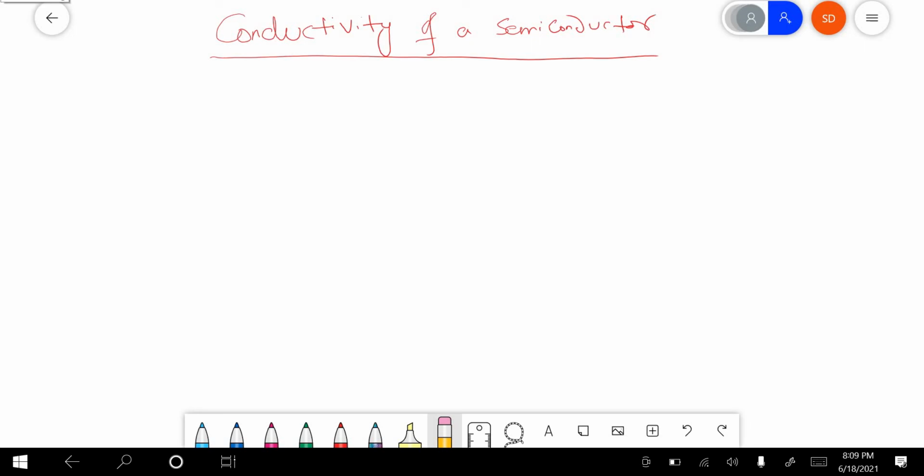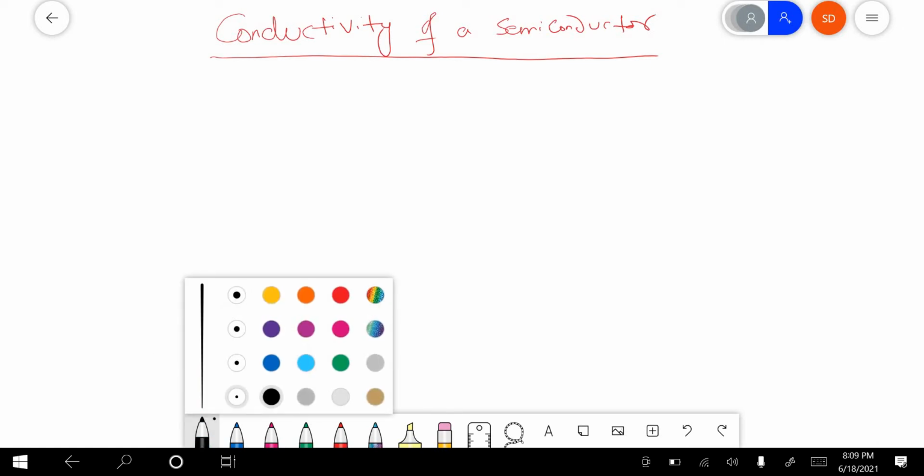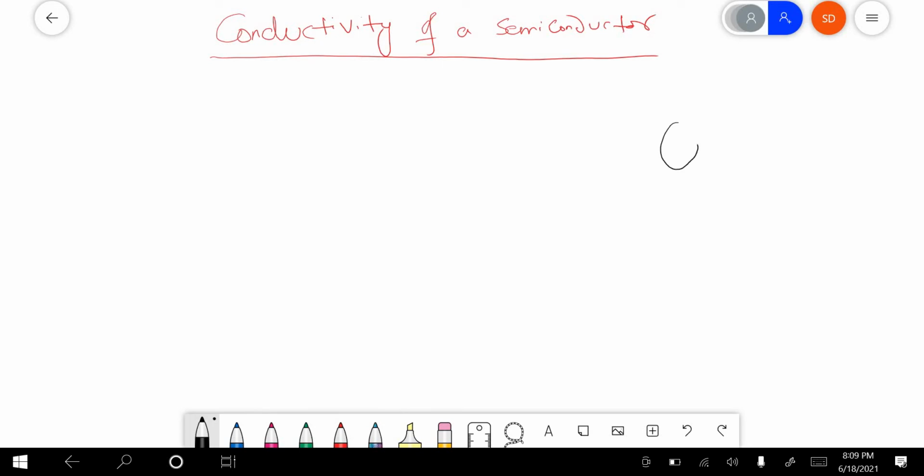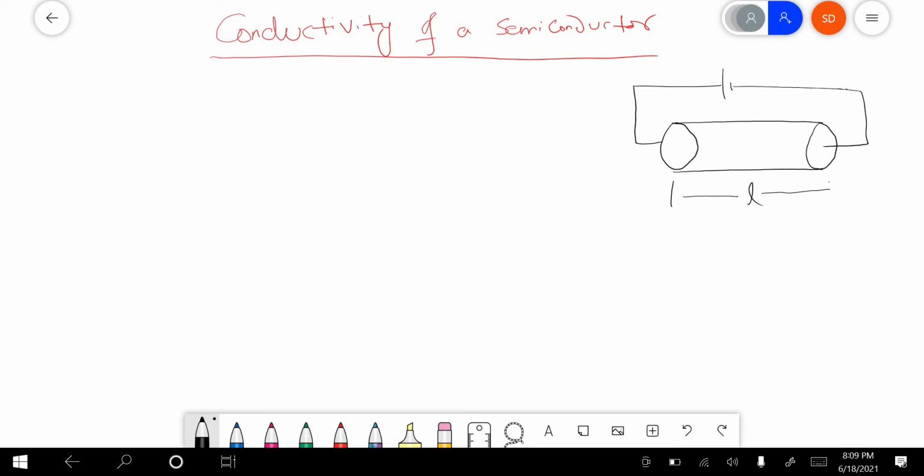Hello, in this video I am going to discuss the conductivity of a semiconductor. So let us make one semiconductor material. For example, this is a semiconductor. It is connected to a battery. Let L be the length of this semiconductor.